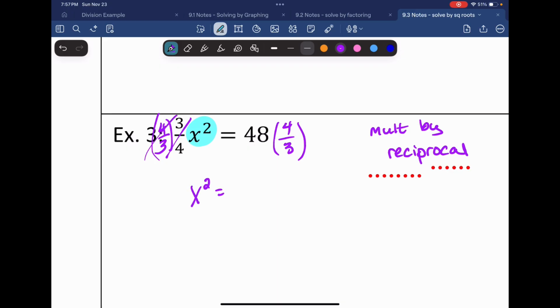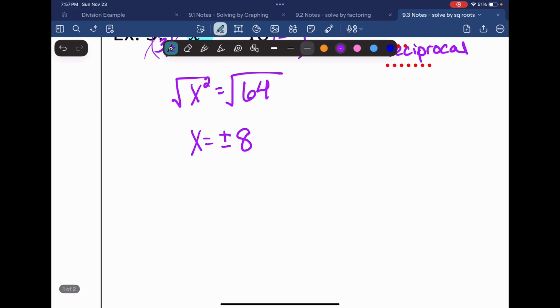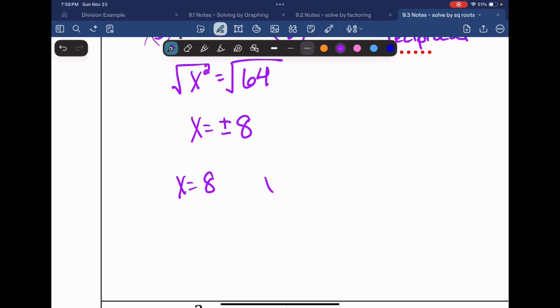Let's see, 48 times 4/3, I think it's 64. Well, let's check. 64, I was right. Square root both sides. Plus or minus means one answer is positive 8. One answer is negative 8.